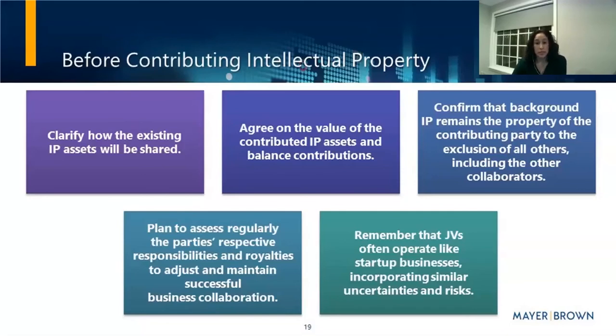Keep in mind that collaborations and JVs often operate like startups, incorporating similar uncertainties and risks. Parties often come together to collaborate toward solving a new problem or improving a process in a way that's never been done before. So this means there are inherent uncertainties and risks built into the collaboration. And that is often a consideration when determining the term of the collaboration and what exit options should be built into the contract. Similarly, when you think about what post-transaction IP rights each party will have, you'll want to consider these rights in the context of a cordial termination as well as a contentious termination. Next slide, please.